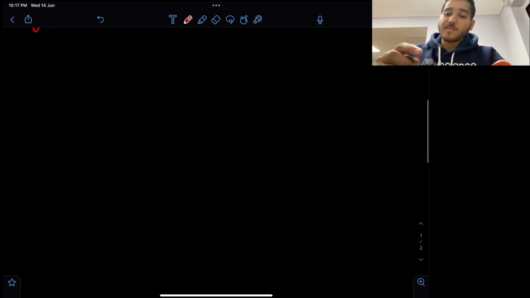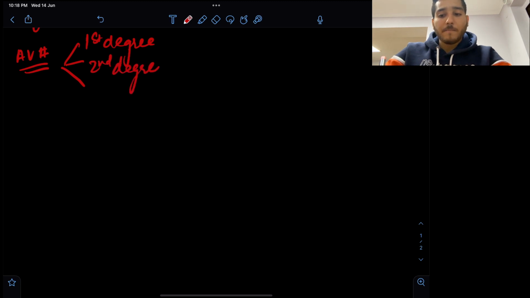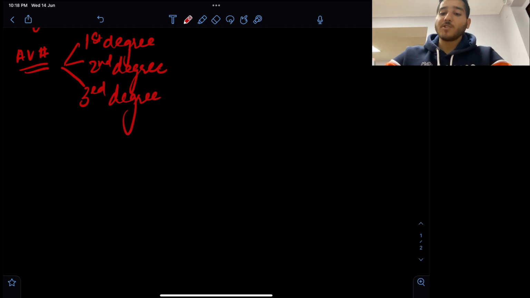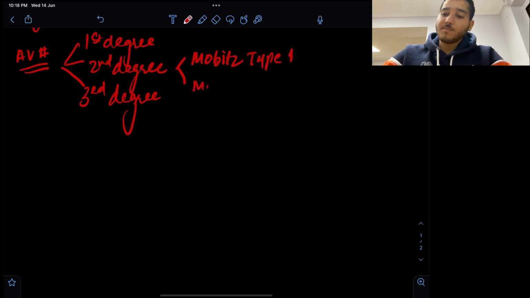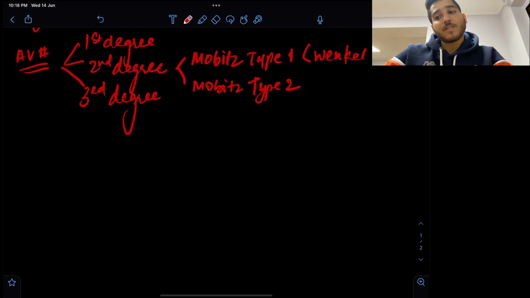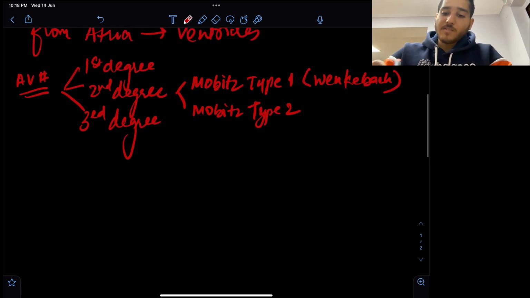Okay. So in AV blocks, there are mainly 3 degrees of AV block: first degree, second degree AV block, and third degree AV block. Right. In second degree, we further have Mobitz type 1 and Mobitz type 2. Mobitz type 1 is also known as Wenckebach block. So I'll start with first degree block.